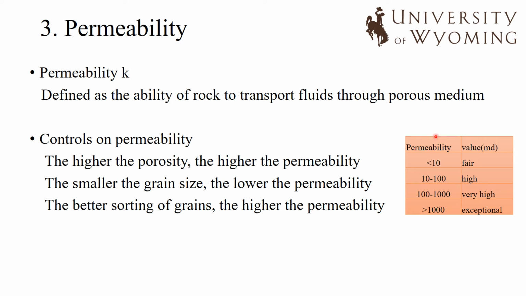And generally, these values of permeability in millidarcy can tell you whether the permeability is high or low. If it's less than 10, that's a low permeability. 10 to 100, this is high. 100 to 1000 is very high. More than 1000 is very rare to find, but it's exceptional if found.